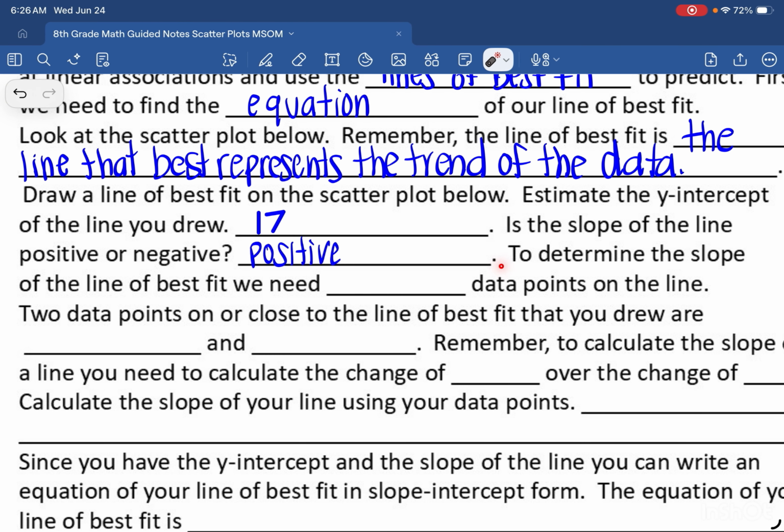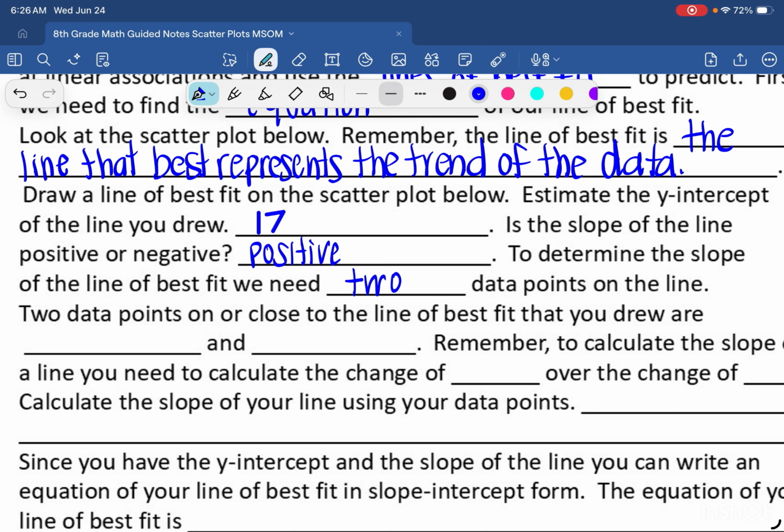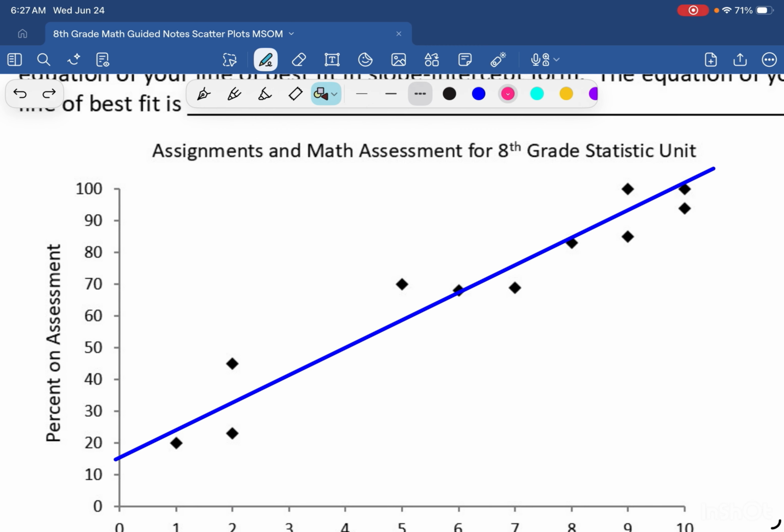To determine the slope of the line of best fit, we need 2 data points on the line. Two data points on or close to the line of best fit that you drew are, so let's go down here. I need to get 2 points that are on the line. Again, we're going to be estimating just a little, but if I have 2, that looks to be about 31. So we'll say 2 and 31.